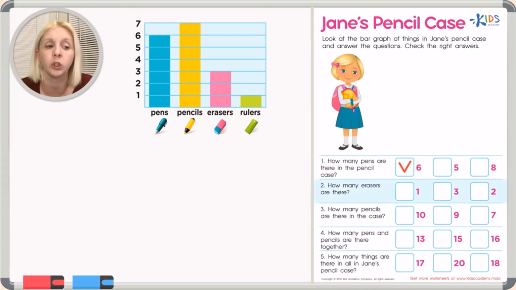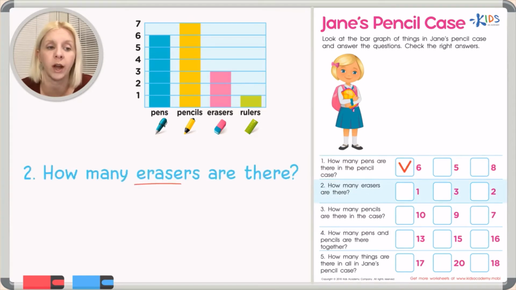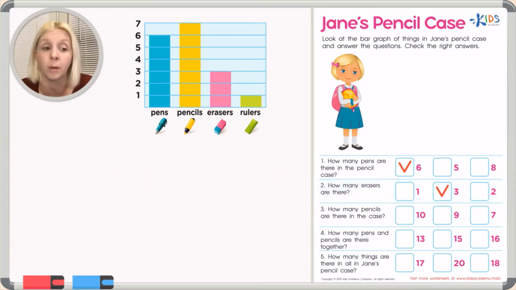Okay. Number 2 says, how many erasers are there? I'm going to underline that, and then I'm going to go up and find erasers. I've got pens, pencils, erasers. There it is. So there's erasers. How many erasers are there? Well, let's look. It goes all the way up to here. We don't even have to count them. We're going to go all the way across, and we're going to measure. Where does that go to? It goes to the number 3, right? So we've got 3 erasers. So I'm going to put a check right here next to the number 3.